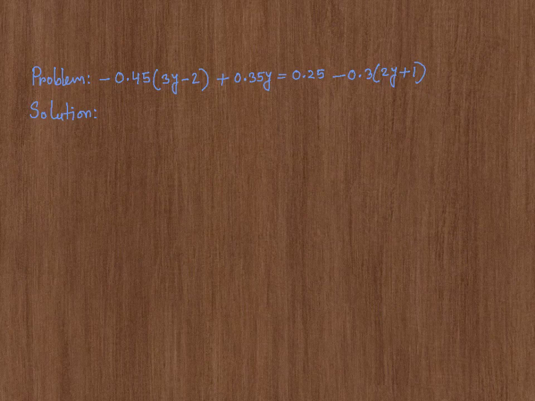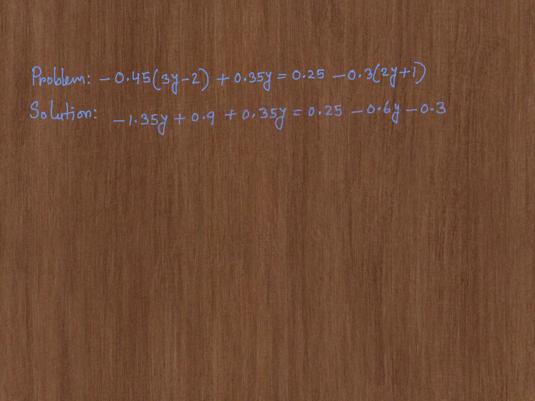In this video, I am going to solve this equation that involves decimals. Sometimes students find it difficult to manipulate decimals, so I am giving this example. We are going to use the distributive property to simplify this equation and then solve for the unknown. In this particular case, solve for y.